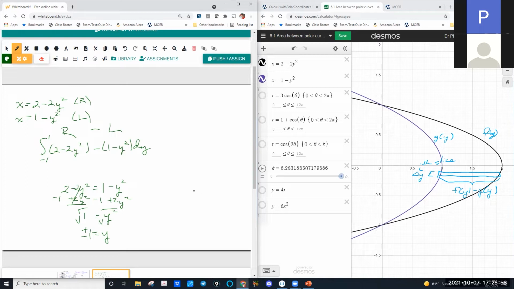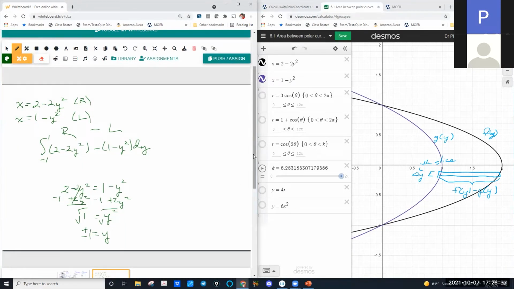So again, if we have a clear top and a clear bottom, we keep everything in terms of x, and we set it up top minus bottom. In cases where it's not the same top and bottom the whole time, see if you can do it in terms of y. That would require you having both functions in terms of y, or getting them in terms of y. And that's really the only difference: now we're integrating with respect to y.